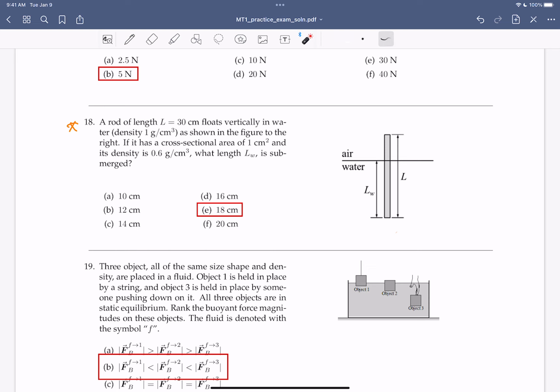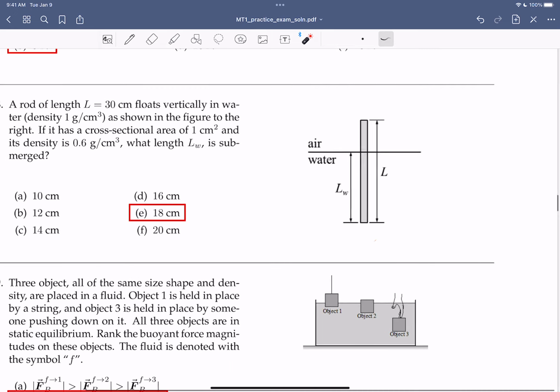We have a rod of length L equal to 30 centimeters that floats vertically in water. The density of water is 1 gram per centimeter cubed. As shown in the figure to the right, if it has a cross-sectional area of 1 centimeter squared and its density is 0.6 grams per centimeter cubed, what length Lw is submerged? So the thing for this one is that this rod is floating. It's not completely sinking, right?